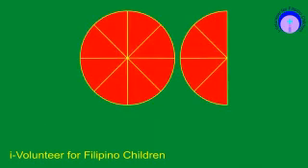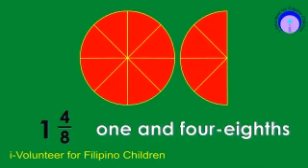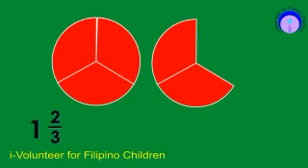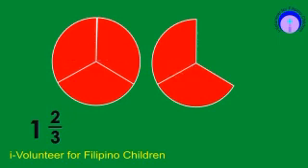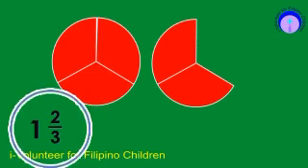Sa palagay ko, by this time, alam nyo na ang mixed number. And how about this one? Now, it is written as 1 4/8. And this is how it is written in words. The figure shows that there is 1 whole and 2/3. If we are going to change the mixed number into improper fraction, what will it be?